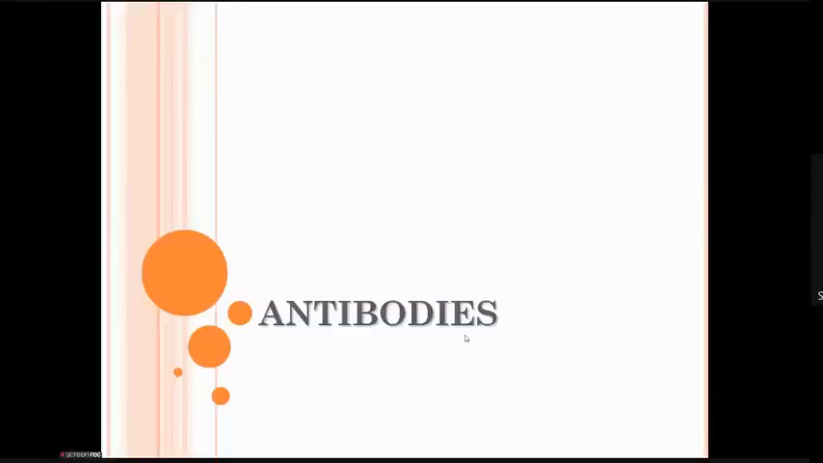So today we will be talking about the antibody. Now we all know antibodies are nothing but antigen binding bodies, something which binds to the bodies which are coming from the outside and trying to harm. That's why it is called an antibody.